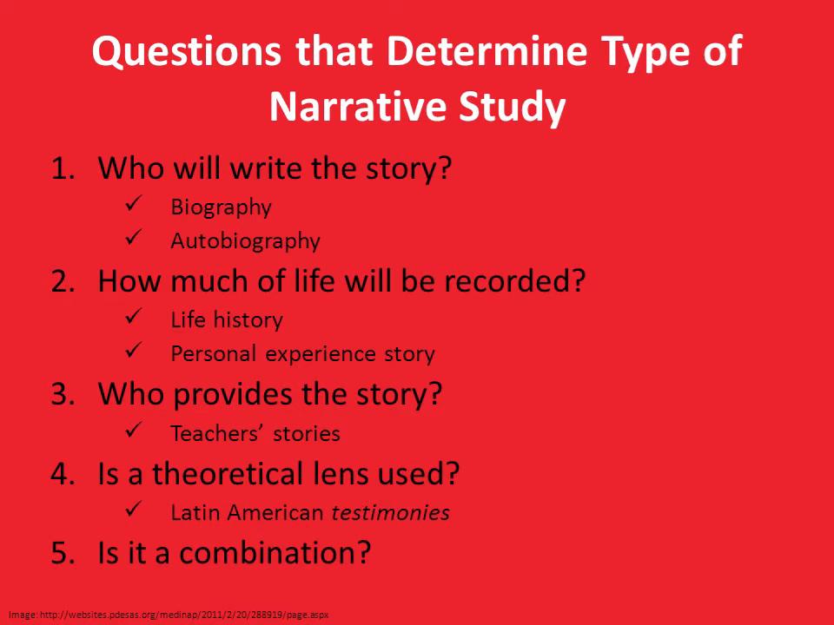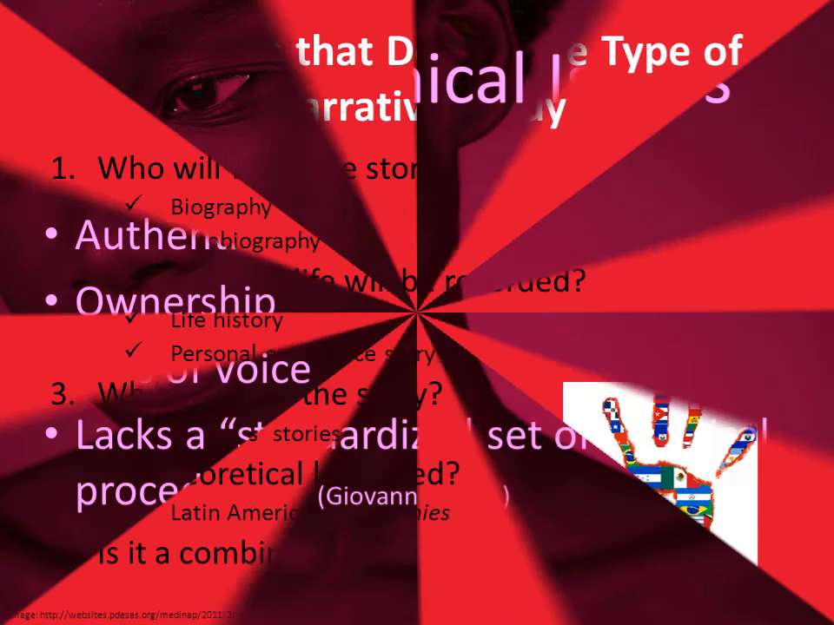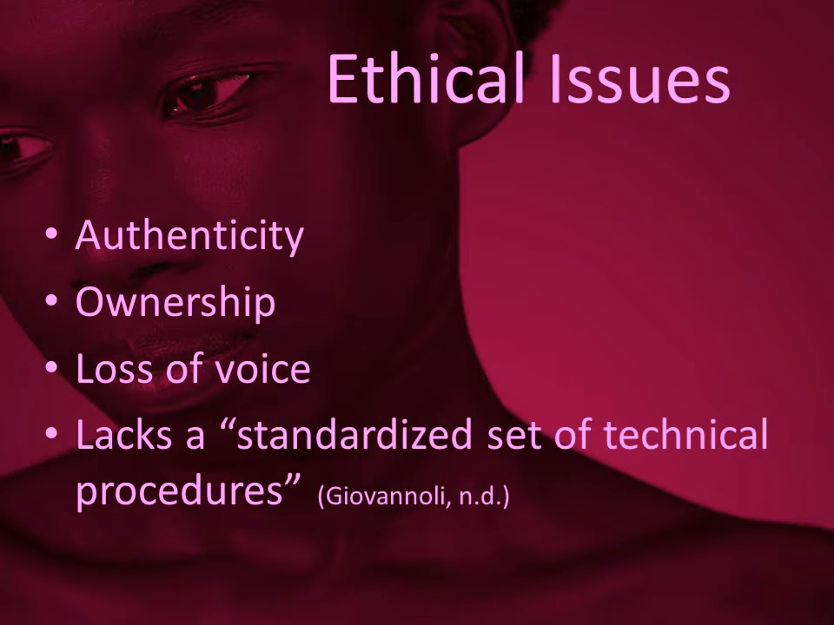Questions to be considered when determining the type of narrative study. Who will write the story? How much of life will be recorded? Who provides the story? Is a theoretical lens used? And is it a combination? Ethical issues can include authenticity, ownership of the story, if the participant's voice has been lost, and one must keep in mind that there are no standardized set of technical procedures in narrative research design.